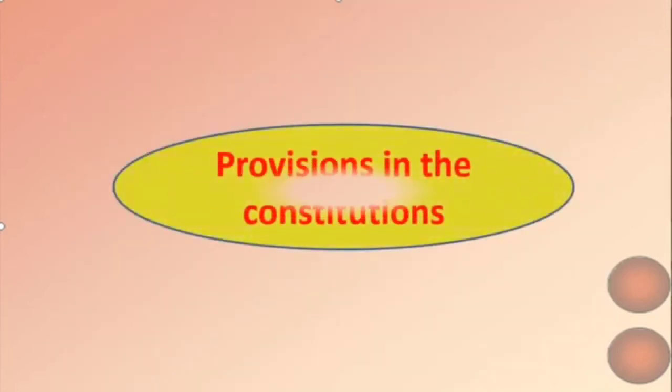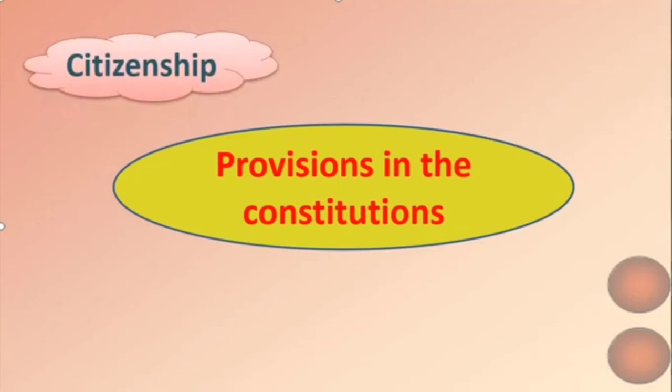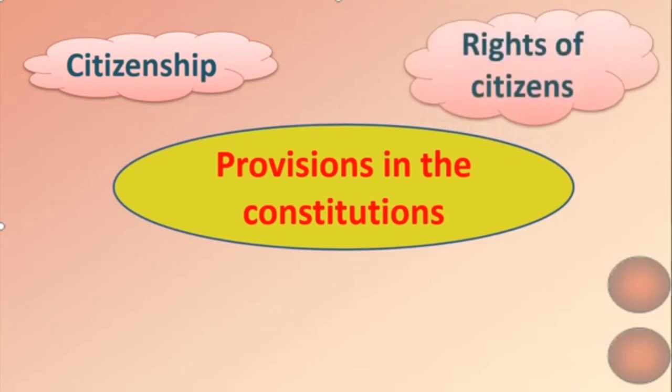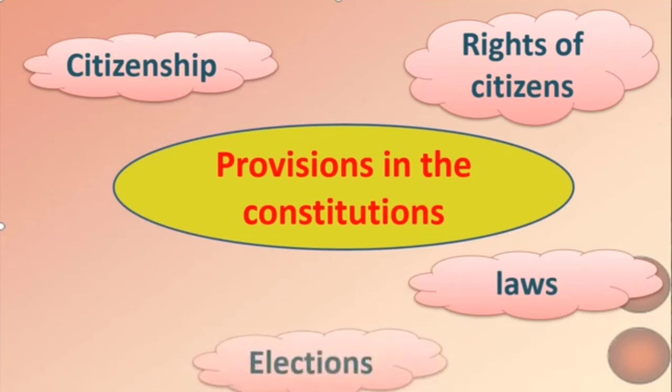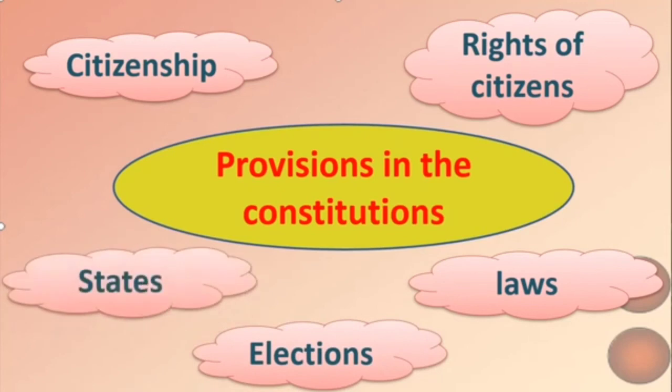Alright, so in the Constitution we have provisions. Provision means laws. Regarding what? We have laws regarding various things. We have laws regarding citizenship, that is, who should become a citizen and who should not become a citizen of our country. Rights of the citizen: after you become a citizen of a country, what rights do you have in this country? Also about the various laws made by the country, about elections conducted in the country, about the various states in the country and how these states function, what powers the states have, and what power the central government has. So we have rules regarding all these things in the constitution.